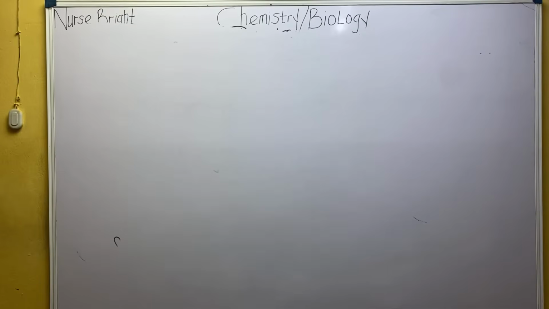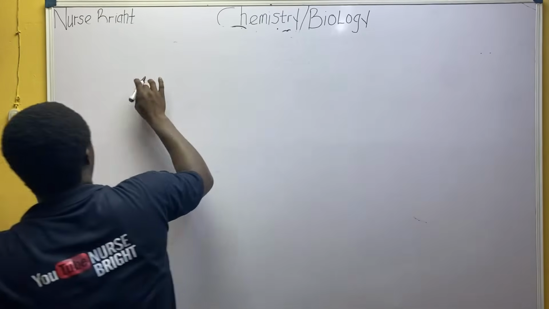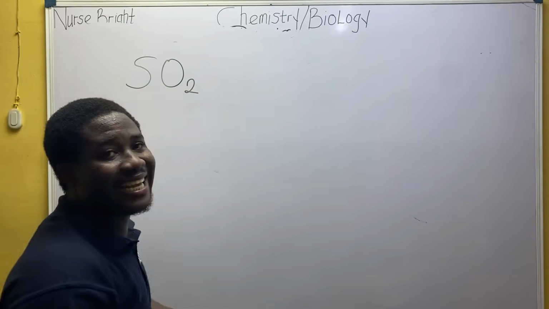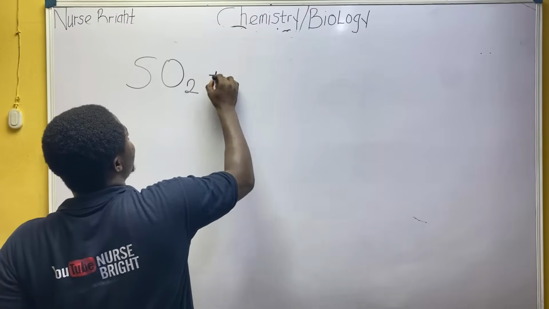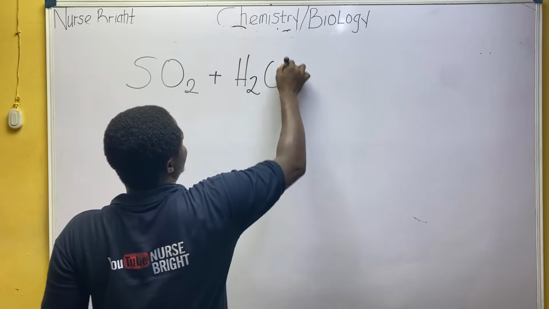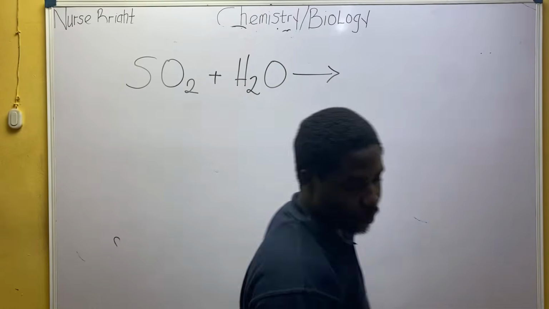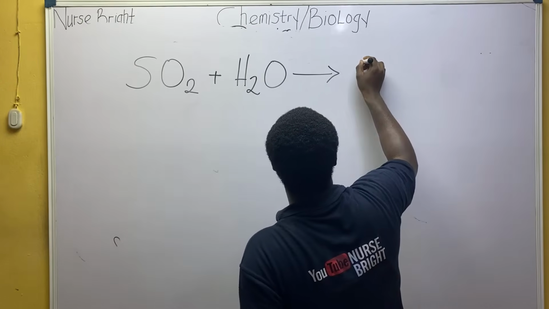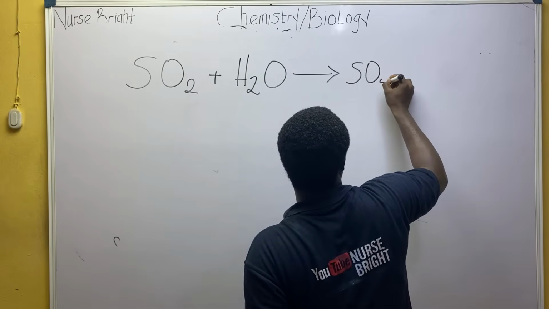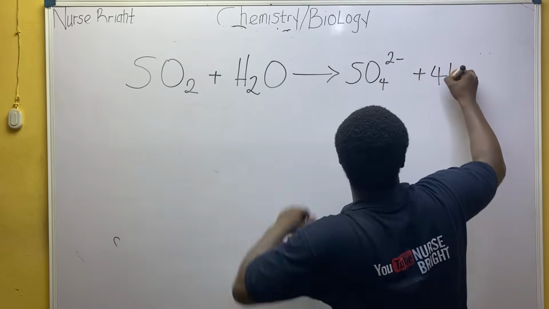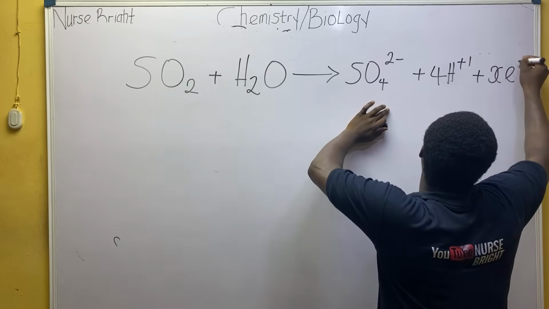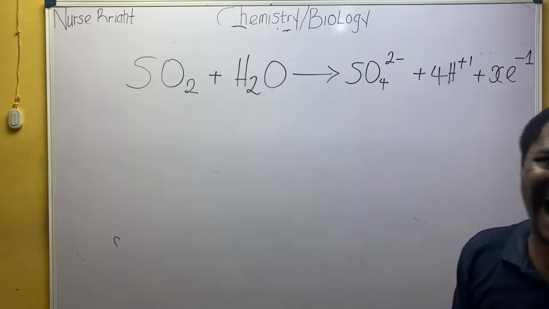This is SO2 plus water. Alright? SO2 plus water. Everybody pay attention. This is SO2 reacting with H2O. Alright. So now give me SO4 2 minus plus 4H plus plus Xe minus. You can see where the Xe minus is in this reaction.